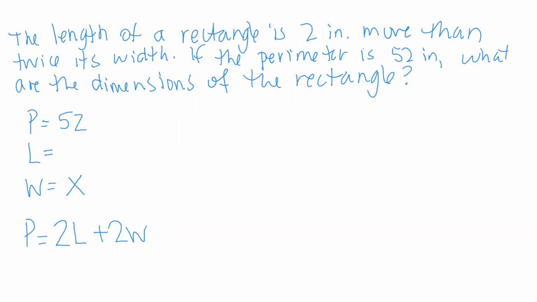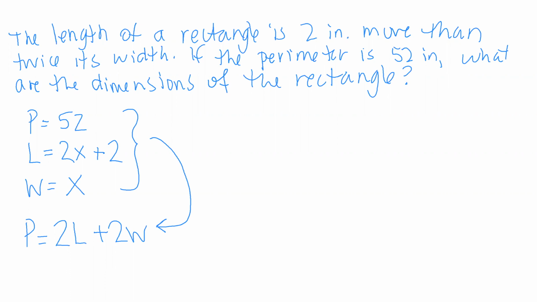Now go back to the length. Using the idea that width is X, create an expression for the length. The length of the rectangle is 2 inches more than twice the width. So twice the width is 2x, and then we want 2 inches more than that. This stuff right here, we're going to plug in right here.